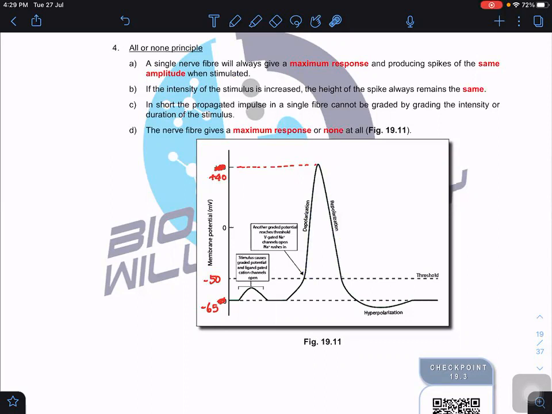Why? Because at positive 40, instantaneously, our voltage-gated sodium ion channels close. Therefore, you cannot add more sodium ions into the cells. When there is no adding of sodium ions, you definitely won't shoot up higher than positive 40. Are you clear? But why does it decrease? The decrease is because of the leakage of potassium ions, due to the opening of the voltage-gated potassium ion channels. So no matter what, everything will look alike.